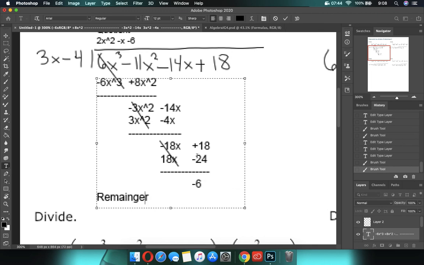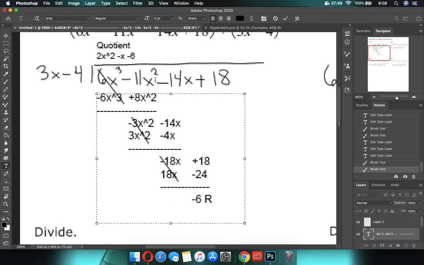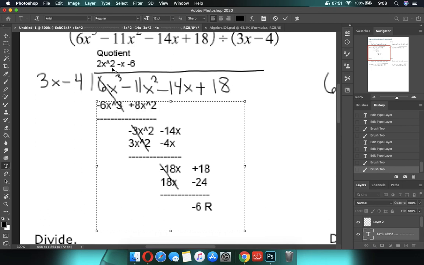Did I have enough space? No, I didn't. I'll just put r. It's going to be our remainder. So we have our quotient, 2x squared minus 6x, and we have our remainder.